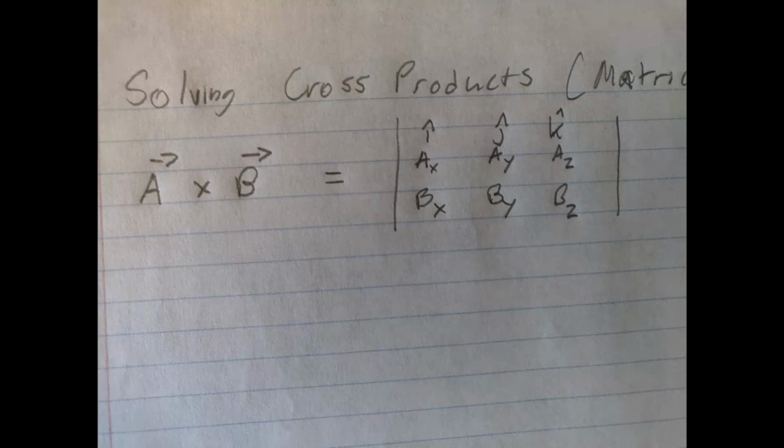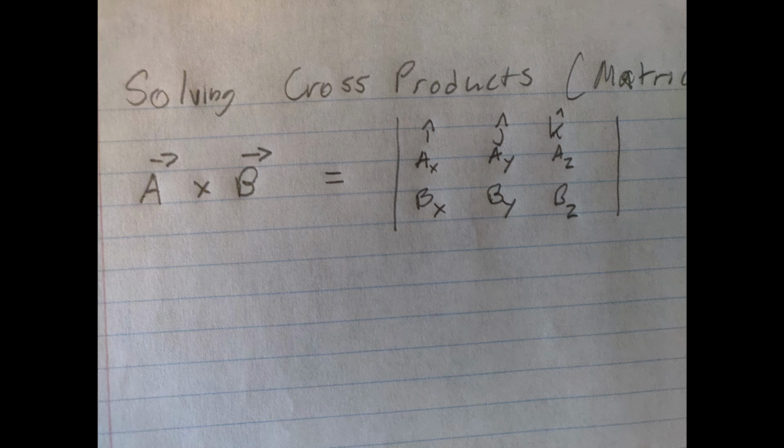We're going to have ijk across the top, and then below that in a second row we're going to have our first vector, our ax, our ay, and our az coordinate. And then below that vector we're going to have our b vector laid out exactly the same way.